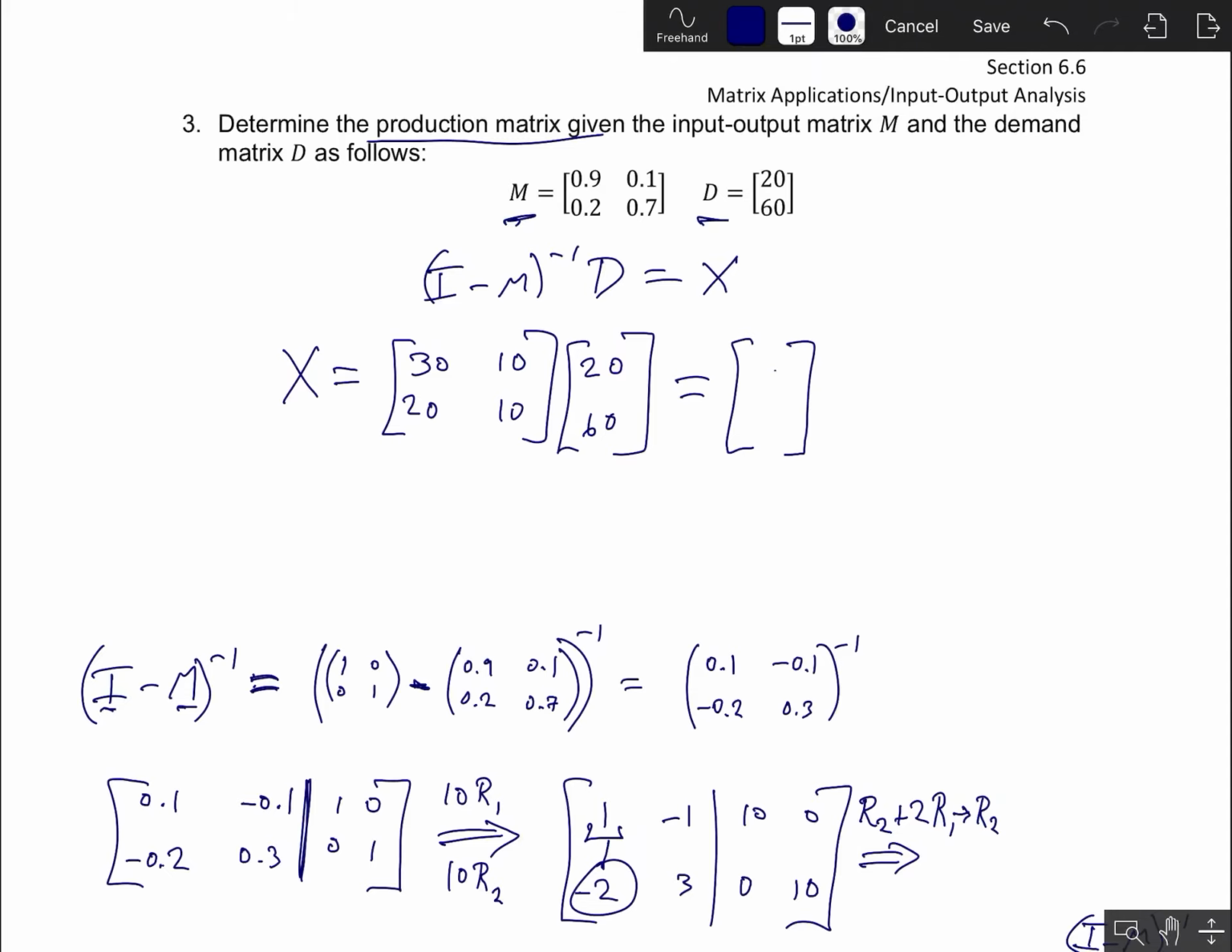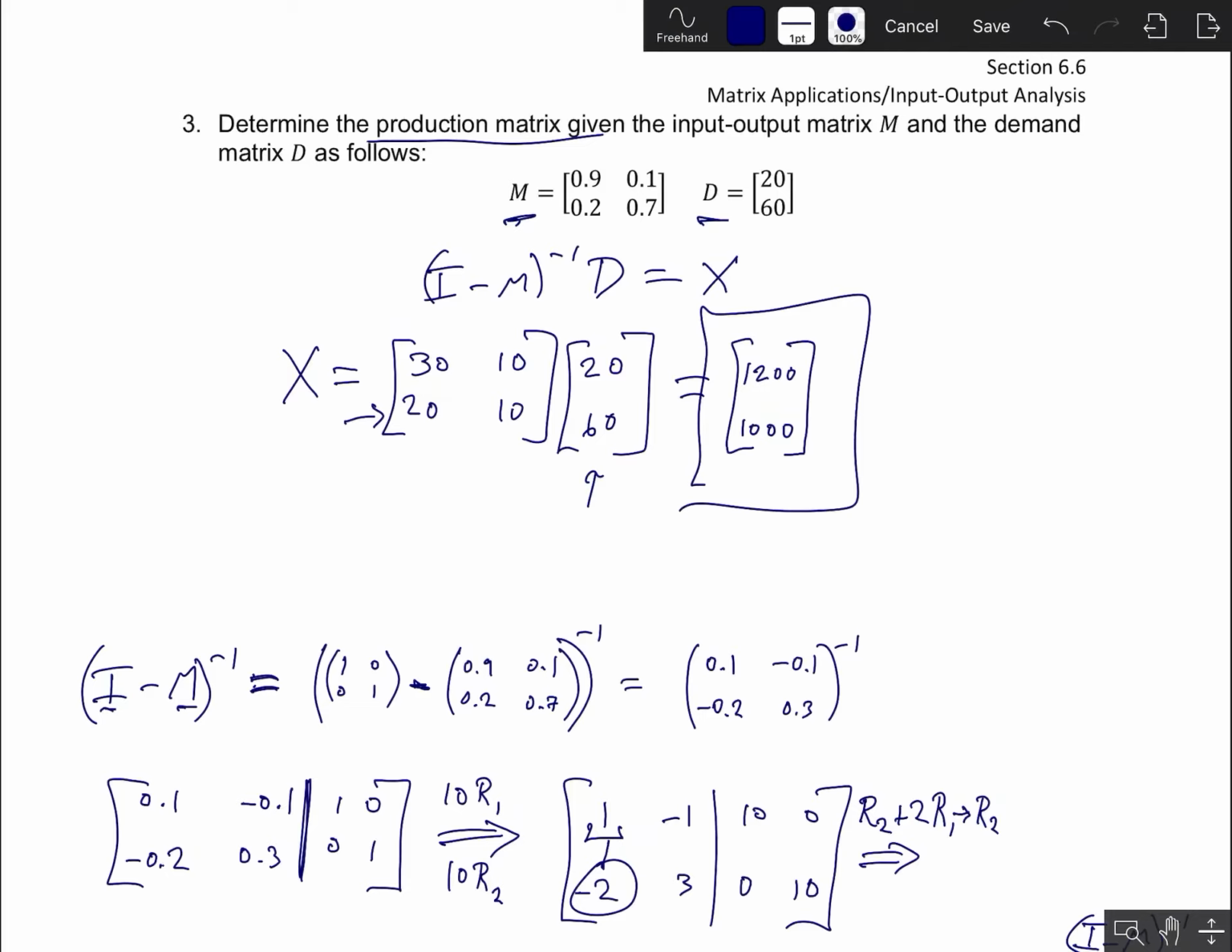And now if I compute this product, I would get in the top entry a 30 times 20, which is 600, plus a 10 times 60, which is also 600. So that would give me a 1200 in total. And then for the bottom entry, I would be multiplying the second row by this column matrix. So if I take this product, what I would get is 20 times 20, which is 400, plus 10 times 60, which is 600. So altogether, I would get 1000. And this is the matrix X that we're looking for.